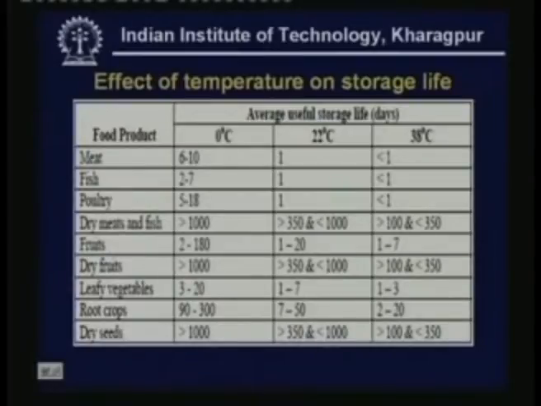Similarly, for other products, everywhere you can see that as you are increasing the temperature, the useful storage life is reducing. So this is the principle behind food preservation using refrigeration. One thing you can notice here is that compared to normal products, products in dried form can be stored for a much longer time. For example, meat at 0 degree centigrade can be stored for 6 to 10 days, but dry meat can be stored for more than 1000 days. That means you can store meat in the form of dry meat for more than 3 years.